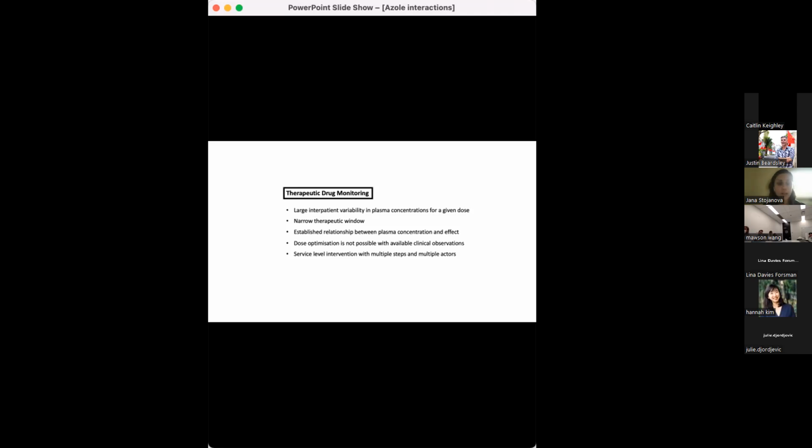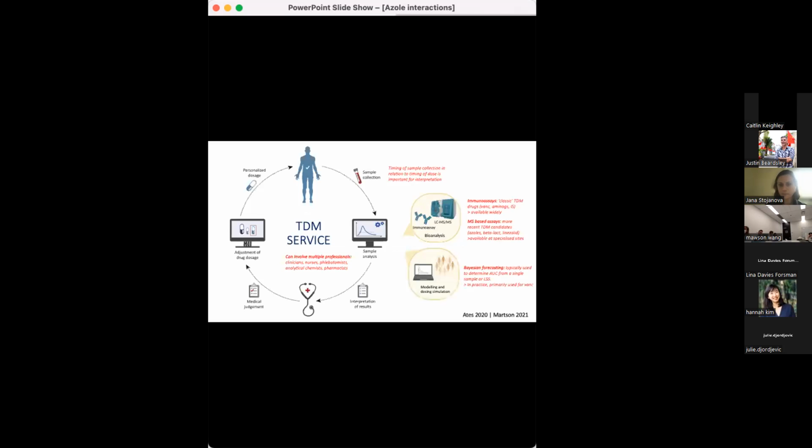In order to aim for a target range, it's really important that an established relationship between plasma concentration and effects is available. And it's especially useful to do this when dose optimization is not possible with available clinical observation or tests. Finally, it's important to note that this is not a straightforward process and typically involves a service and multiple steps and multiple people. So this illustrates some of those steps.